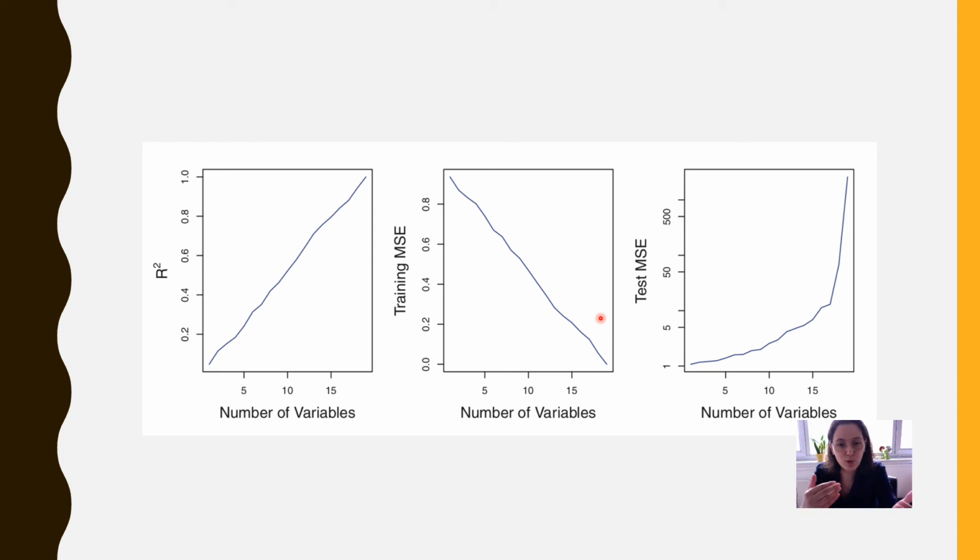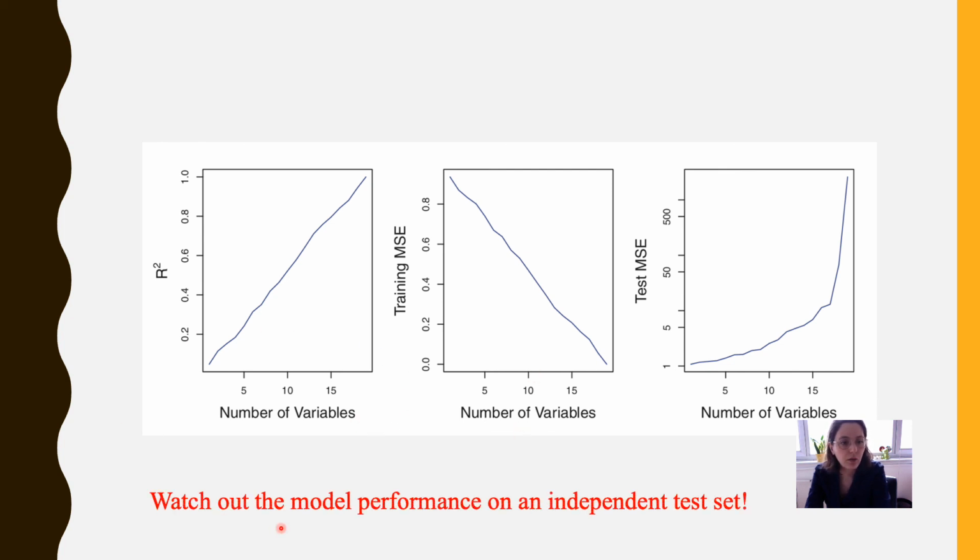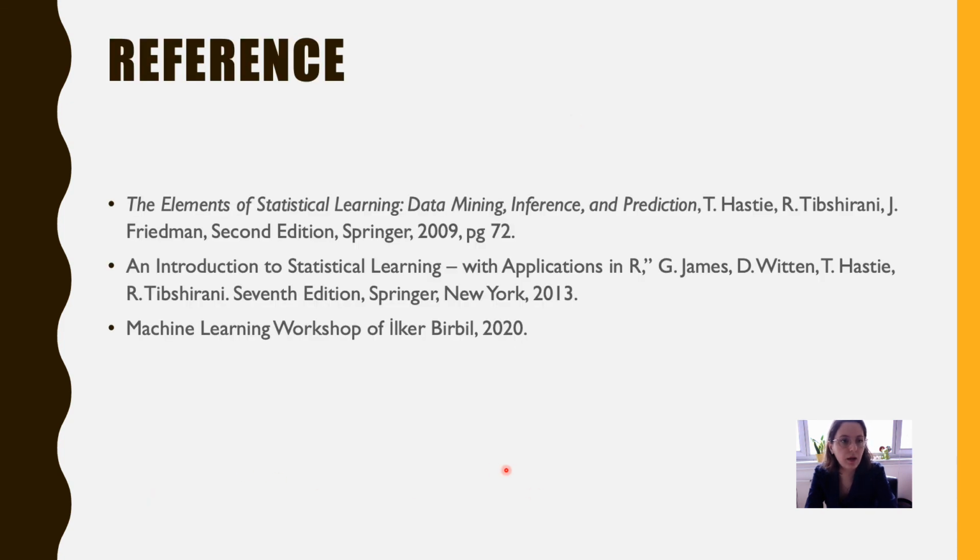Then you should find an optimal point, where you train your model on the training set, but the model also works well on your test data set. So please keep in mind that you should be checking your test MSE too in this kind of setting. I just wrote that down: watch out for model performance on an independent test set. And here are the references I used to prepare some parts of this video.